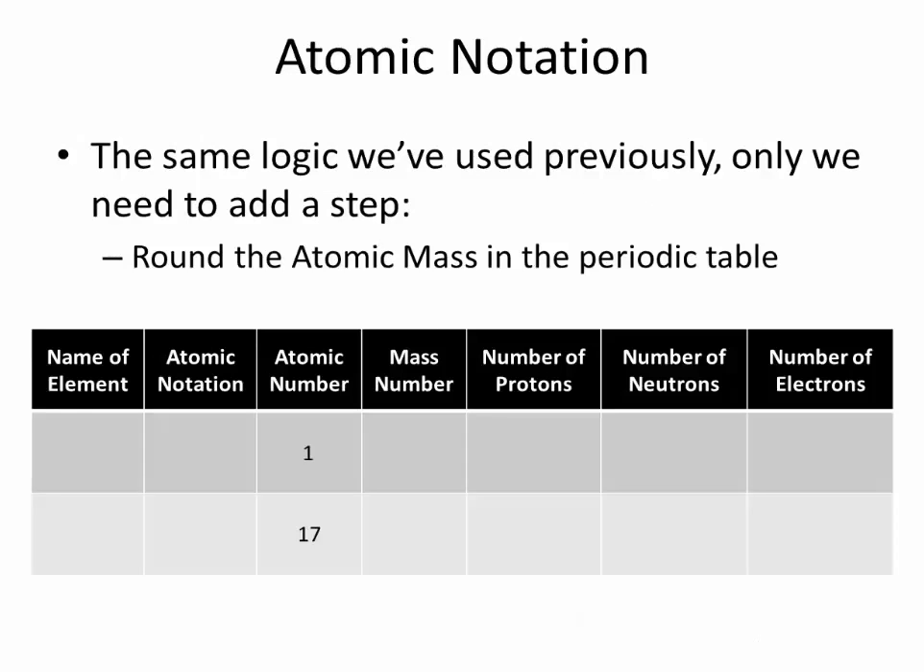So, again, we need to round the atomic mass in the periodic table. Let's look at some examples. What if we were given a table such as this, where we were given the atomic number of some elements? Let's look at the first element with the atomic number 1. Looking up in the periodic table, we can see that the element with atomic number 1 is hydrogen.